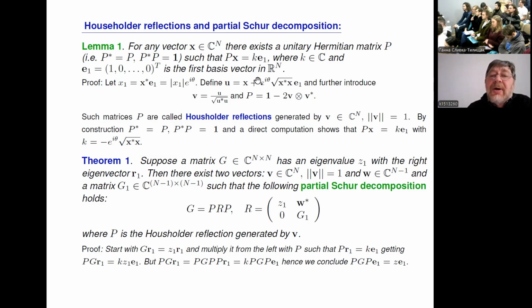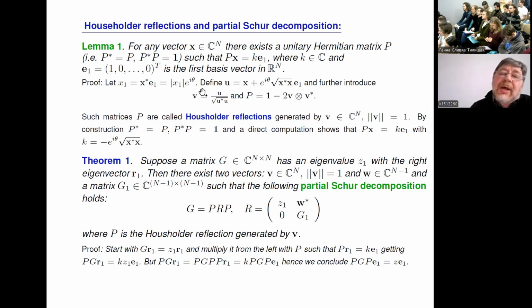And then introduce the following vector u. It's just our given vector x, and then to it we add a vector proportional to this basis vector. The proportionality is just the norm of our vector x, so the square root of its square, with the corresponding phase defined here. And this defines the vector u, and then we just normalize it, divide it by its norm.